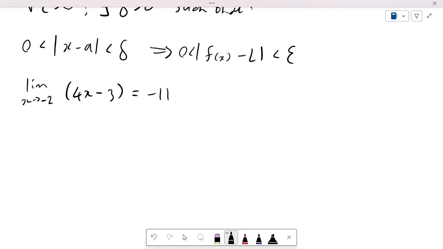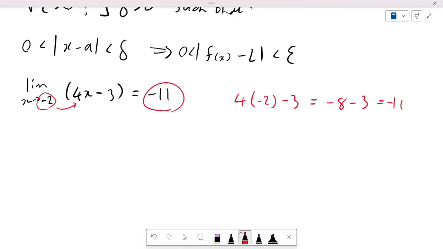negative 11. Now obviously if we directly substitute negative 2 into the function, we will have 4 multiplied by negative 2 minus 3. 4 multiplied by negative 2 is negative 8, and then minus 3, so minus 8 minus 3 gives us minus 11. So that means this is true. But we need to use the precise definition of a limit. So this is how we're going to start.